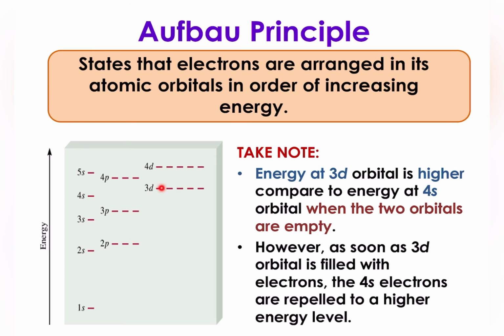But the case will change. There is a special case where, when electrons are filled in the 3d orbital, 4s will be repelled to a higher energy level. For example, we take one element that has 21 electrons. I will start filling electrons in the 1s orbital. 2 in 1s, 2 in 2s, 6 in 2p, 2 electrons in 3s, 6 electrons in 3p. So the total so far is 18 electrons used. So we have 3 electrons left to fill in 4s and 3d. We fill 4s first, still following the Aufbau principle. So 2 in 4s and 1 in the 3d orbital.